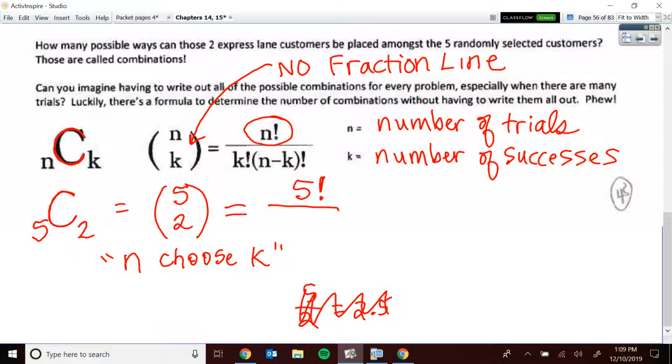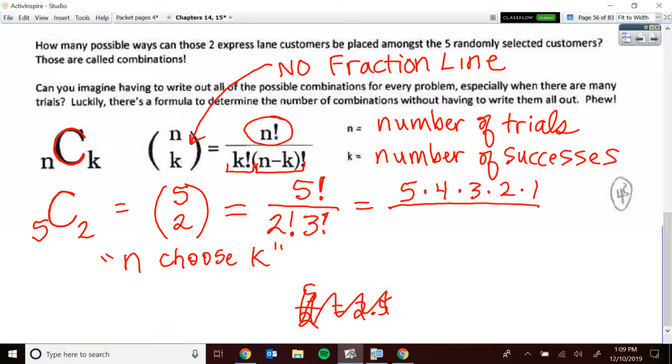That is called a factorial, and you may have seen that before in math. If not, then here's what that means. It's 5 times 4 times 3 times 2 times 1. Now on the bottom, we have the success number, which in our case was 2 factorial. And then here's the failure factorial, which is 3 factorial.